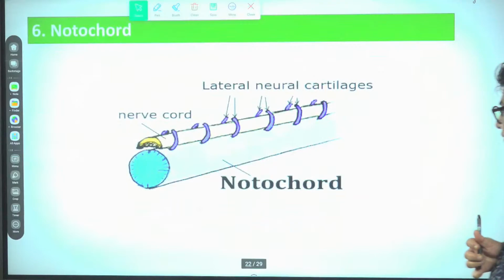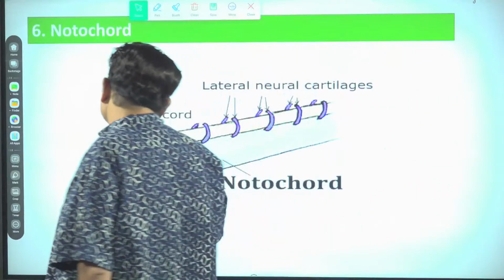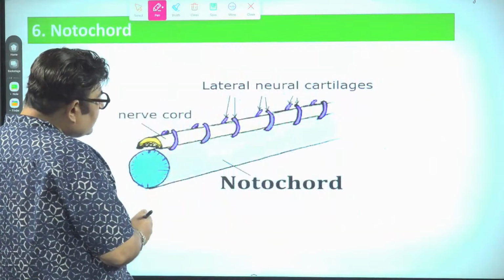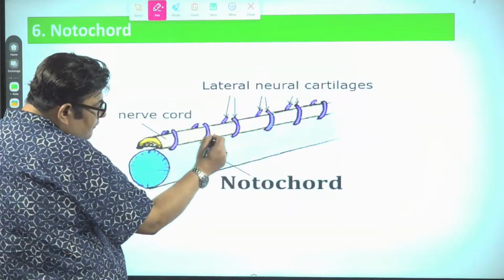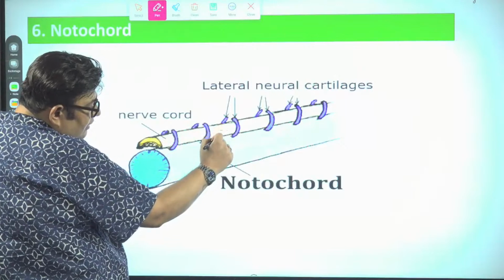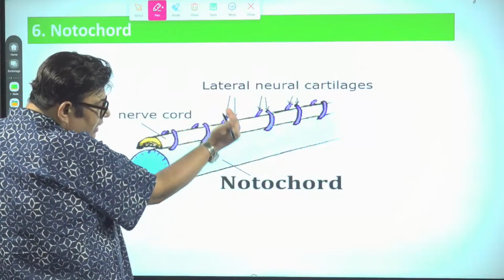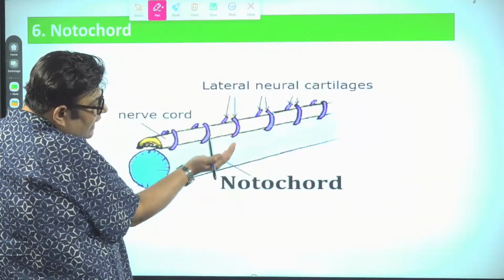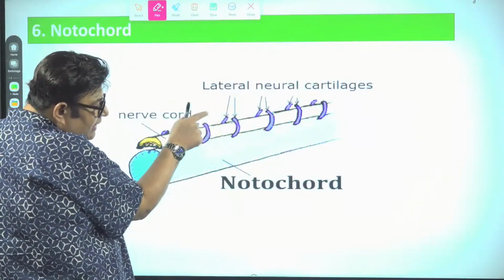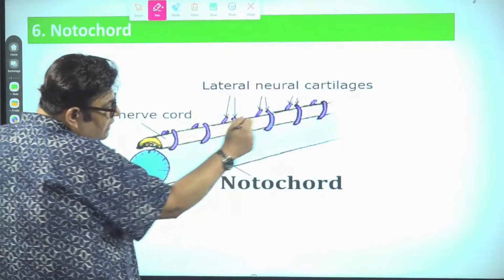This diagram makes you understand the notochord. You can clearly see it is lying just above. So this is the nerve cord. This light yellow color is the nerve cord, and this is the notochord. And these are the cartilaginous outgrowths from the lateral side. Lateral means by the side of the nerve cord.